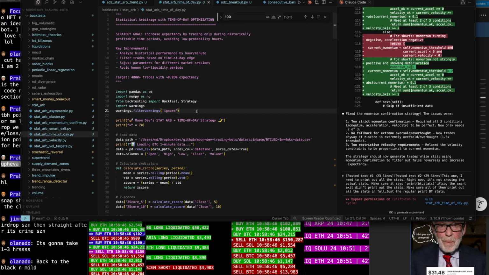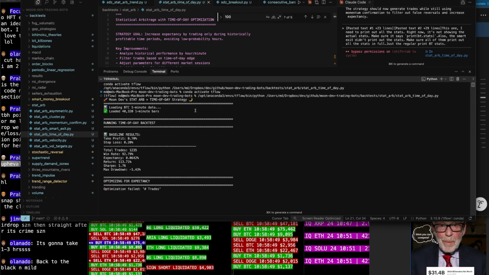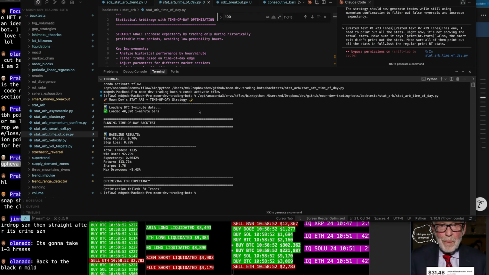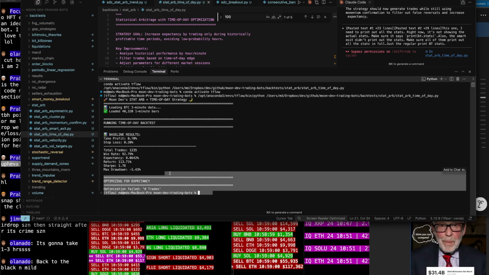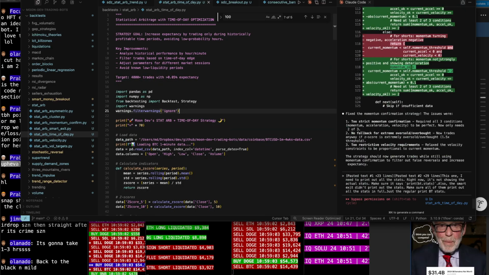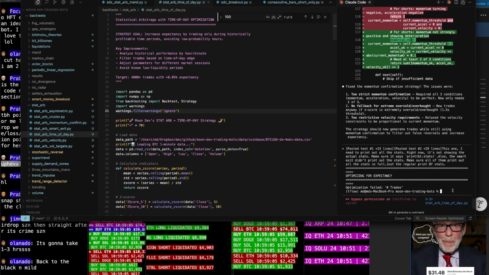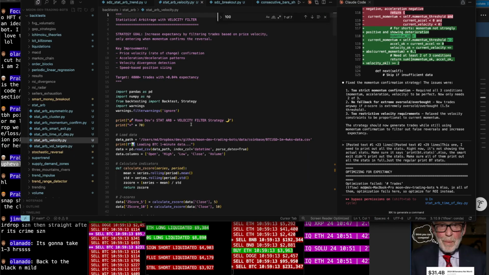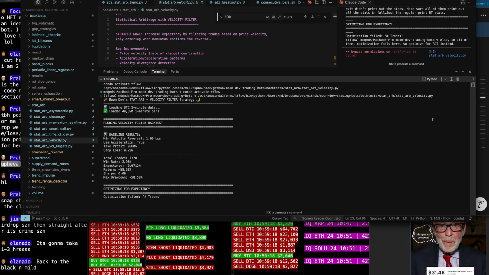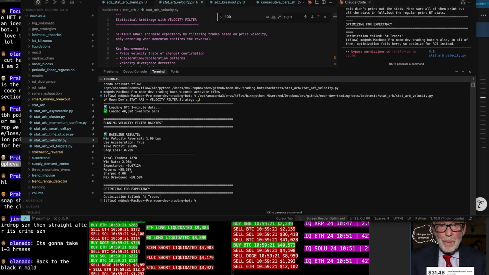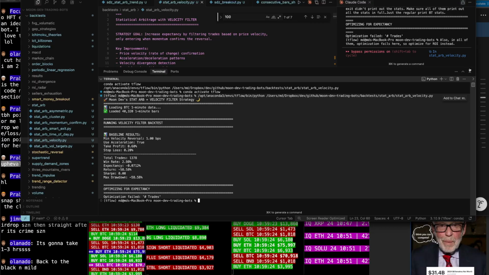Okay, time of day arb. Back to the black. Expectancy's higher here. Okay. Also, in all of them, optimization fails here, so optimize for ROI instead. We're finding some goodies actually. This one here, expensing no good.